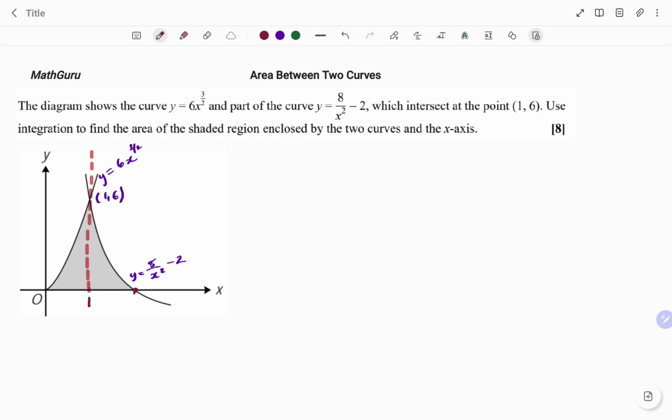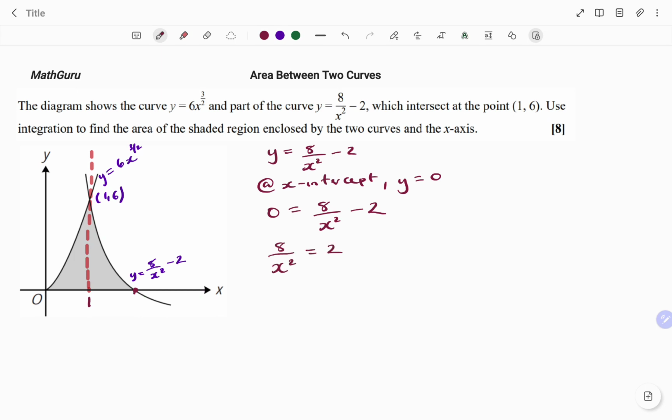To find that point, I have y equals 8 over x squared minus 2. So we have that's the x-intercept. The value of y is 0. So therefore, I have 0 equals 8 over x squared minus 2. To solve for x, I'm going to start by moving my negative 2 to the right hand side. So I have 8 over x squared equals positive 2. What I've done is to add 2 to both sides.